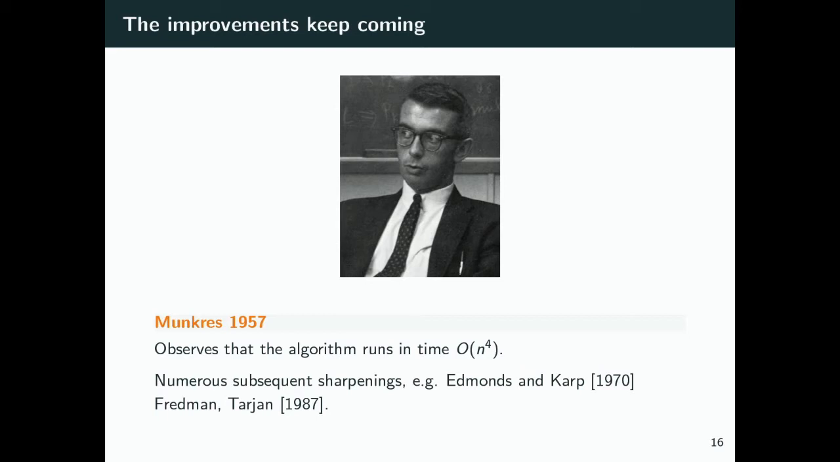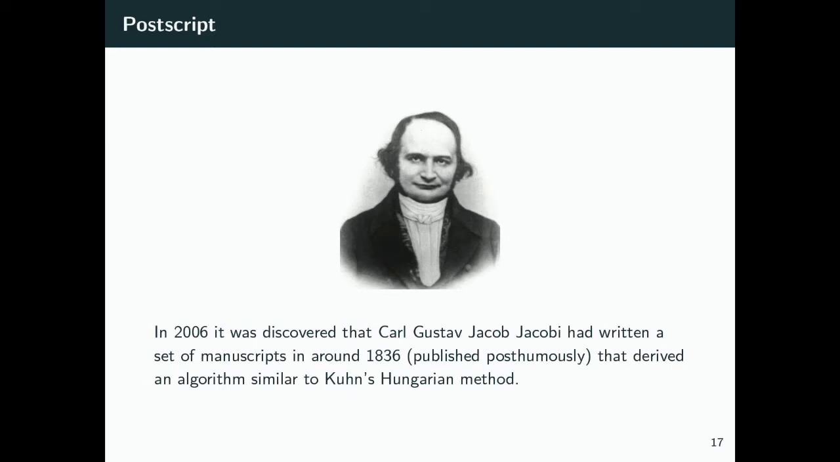An interesting postscript is that in 2006, it was discovered that the great 19th century mathematician Jacobi had written a set of manuscripts around 1836, published posthumously, written in Latin, that derived an algorithm similar to Kuhn's Hungarian method. He was solving a system of differential equations, and showed how to reduce the problem he was solving to an assignment problem, and then came up with his own algorithm. Even the terminology was not available at that time; the word matrix hadn't even been invented when he wrote his paper.